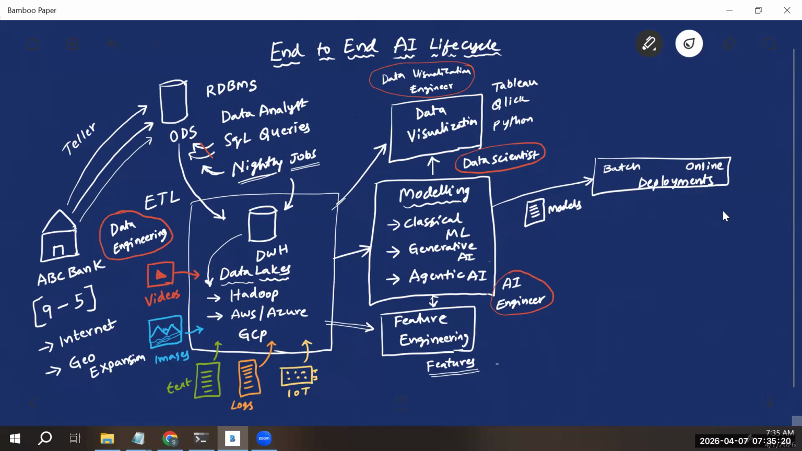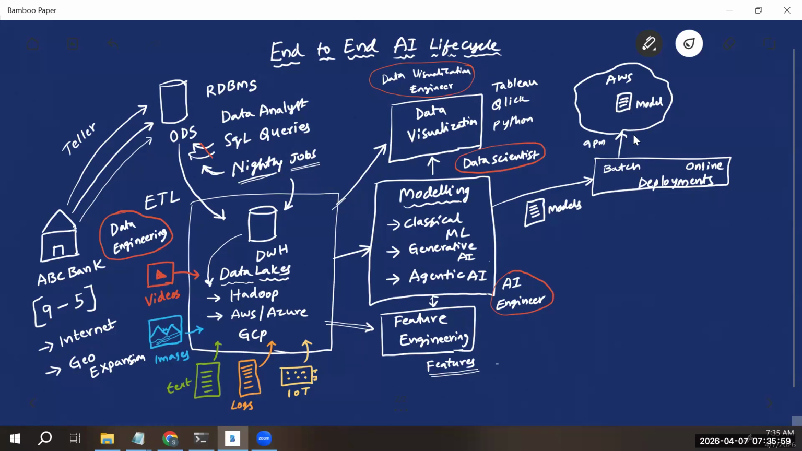What does batch look like? Batch means you schedule it as a job. Maybe you push it into some kind of cloud, say the AWS cloud. You run this model on the cloud, and there is a job which runs every day, say at 9 p.m. This job takes the records, uses the model, does the prediction, and creates new records. So there is an upstream job and a downstream job.